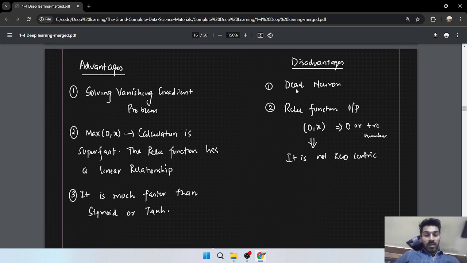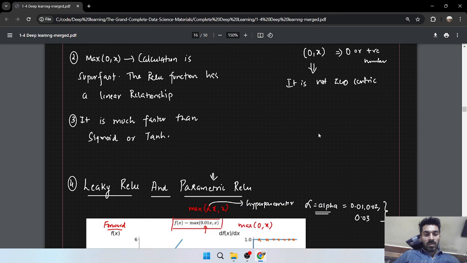The disadvantage is the dead neuron problem, which we have already seen. This is the biggest problem, because if the activation function output is less than 0, then it is directly a dead neuron. The ReLU function output is basically 0 or positive, so it is not zero centered. The ReLU function is not centered because it is 0 or a positive number. Basically it's max of 0 or x.